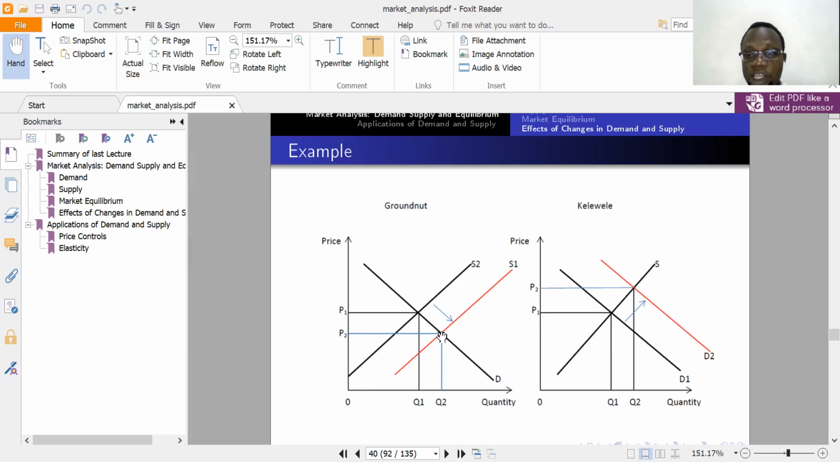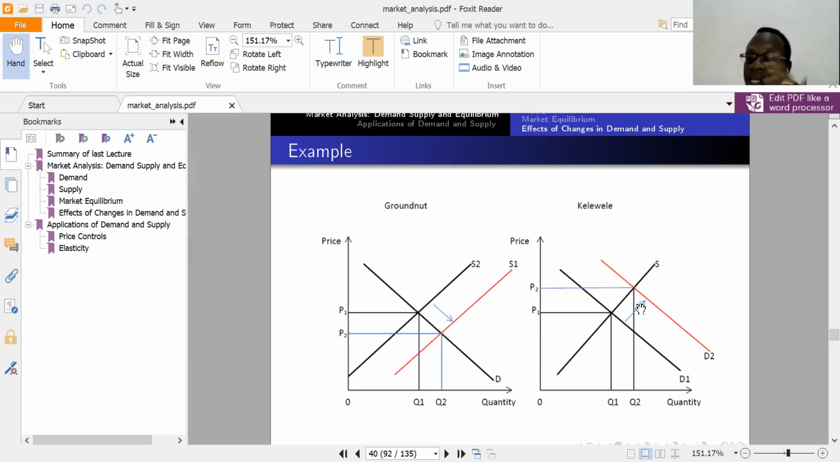If there's a reduction in price to P2, then the price of groundnut becomes cheaper. And if you are going to buy Kelewele, you can afford to buy more of Kelewele and even more of groundnut. Okay, so demand for Kelewele will actually increase. Okay, so the products are complements. They go hand in hand. When the price of one drops, the demand for both products will increase because the prices are lower.